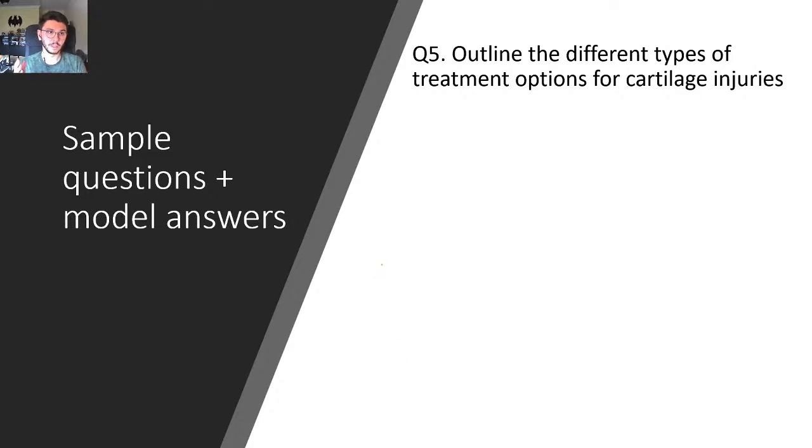So I think this is the final question here. Outline the different types of treatment options for cartilage injuries. So with anything musculoskeletal, anything in orthopedics, there's physical therapies, medical therapies, and surgical therapies.